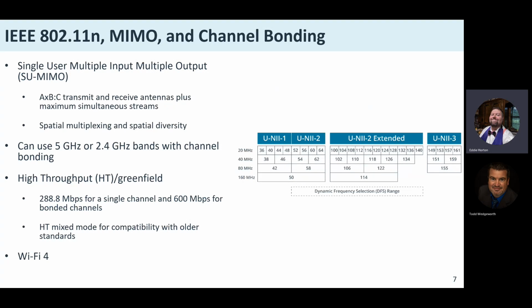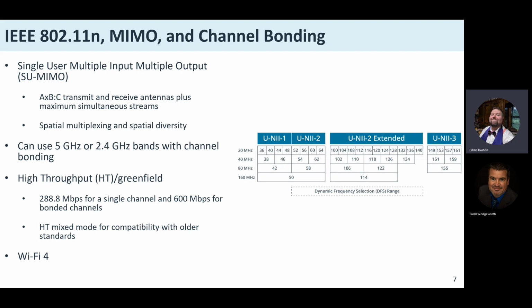All right, so N then entered the stage, and N got us a little bit more speed. Within it, we introduced something called single user multiple input, multiple output, or MIMO. And you may have seen that when you're buying a wireless access point. It'll show that it's MIMO compatible. Basically, this uses transceivers to send and receive on different channels at the same time, basically bonding the channels to get faster speed.